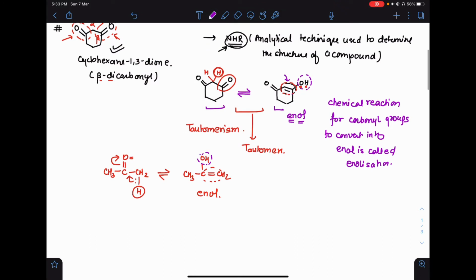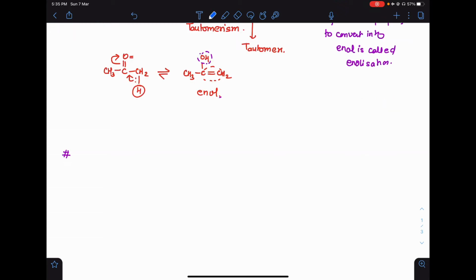So this particular reaction or tautomer is called keto-enol tautomerism, because the keto form is converting into the enol form. In typical carbonyl compounds, the enol form is present in very trace quantity. For example, for this particular reaction, the equilibrium constant is 10 to the power minus 6, which means that the reaction almost favors the backward direction. So almost all of it exists as keto form and not enol form.